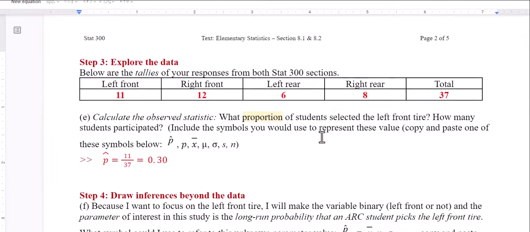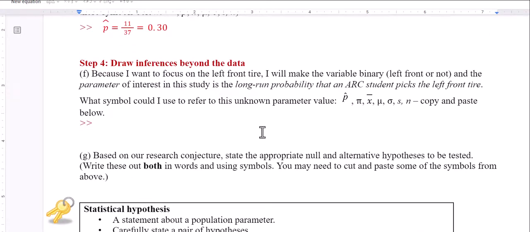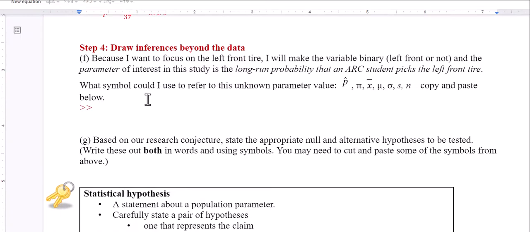So let's go back and we're going to write our hypotheses, which I've already been having you practice writing, the null and alternate hypotheses and talk about what that is, but in this section we're going to go more in depth into what each of them represent. Because I want to focus on the left front tire, I'll make the variable binary, so we already talked about that, left front or not. And the parameter of interest then is the long run probability that an ARC student picks the left front tire.